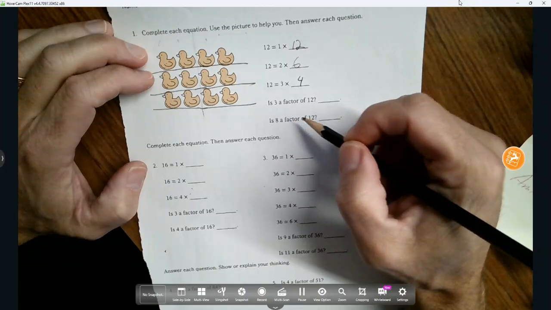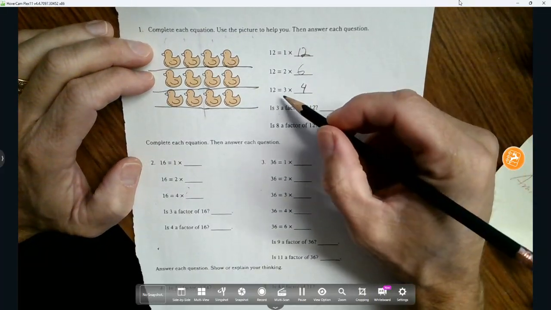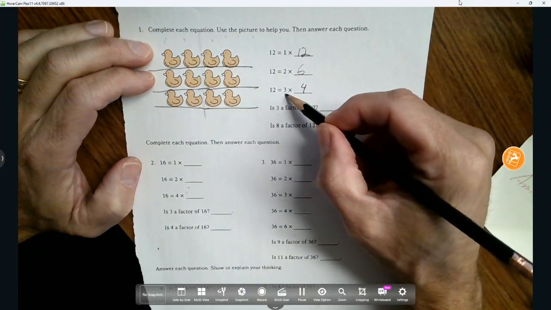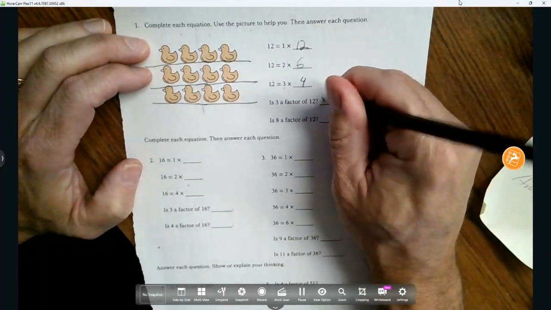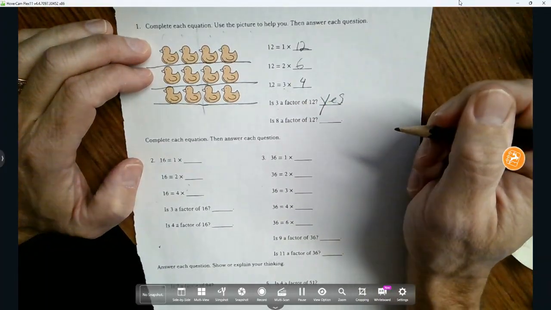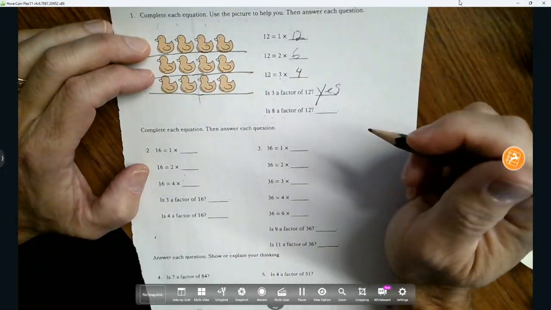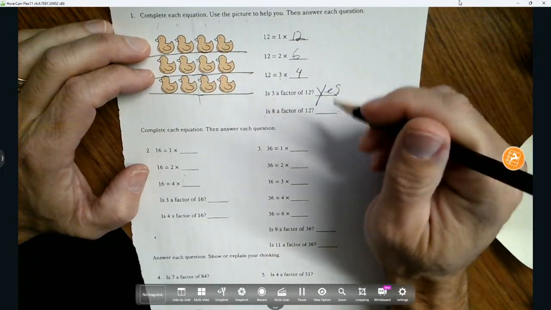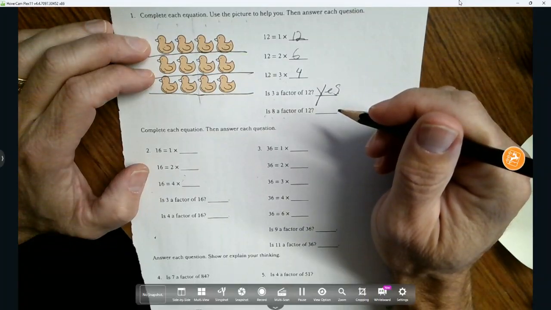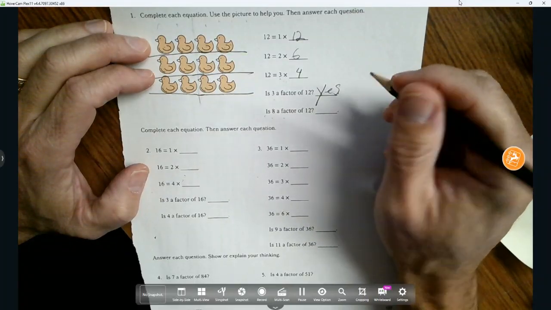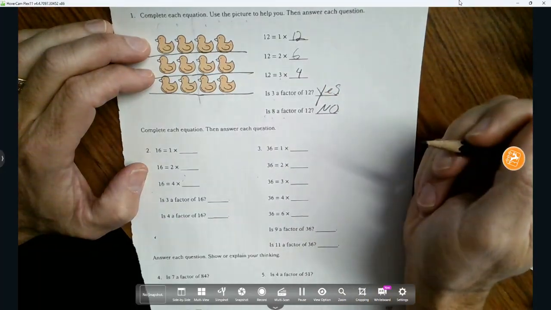Is 3 a factor of 12? Well, we have 3 right here, and 3 times 4 equals 12. So yes, 3 has to be a factor of 12. Is 8 a factor of 12? Can you multiply 8 times any other number to get 12? Nope. You definitely cannot do that. So this would be no.